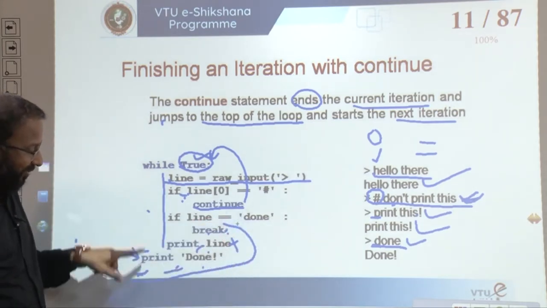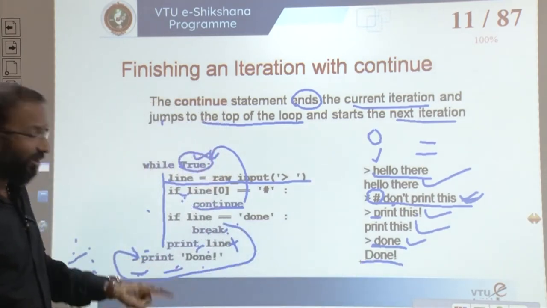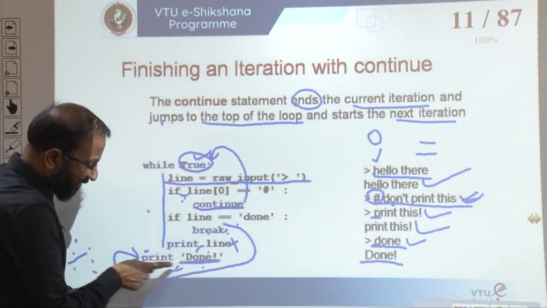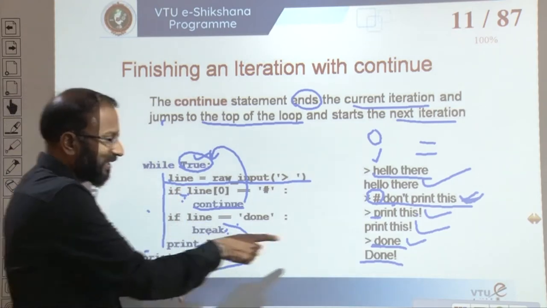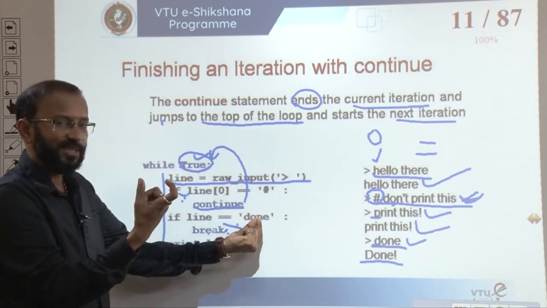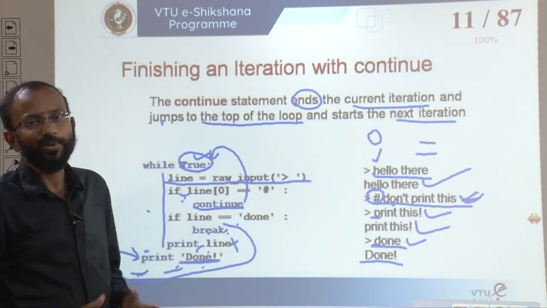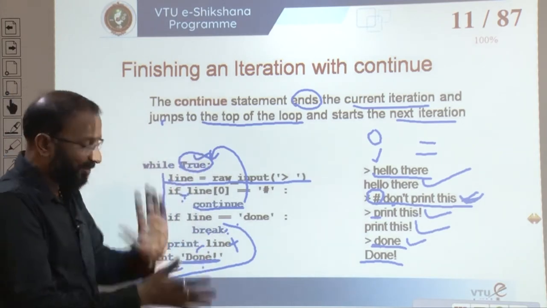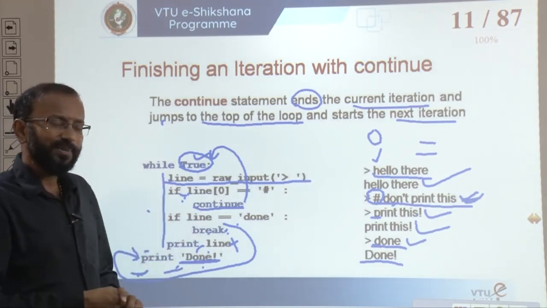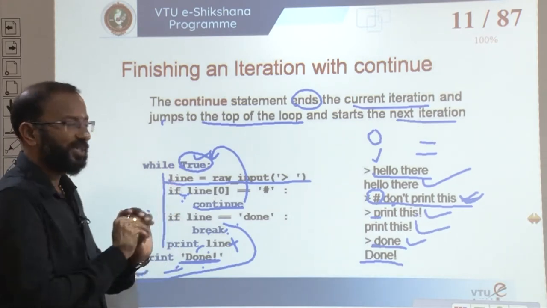So after coming out of the loop, what are the statements after the loop? Print done. So it will print done. Don't get confused with done and done. This is capital D, which is outside the while loop. The other done is where I am trying to check whether that word has been given by the user. If yes, stop executing the while loop, terminate the while loop, come out of the while loop, which is nothing but done using break. So now this example will make you sure of what happens if I use continue and what happens if I use break.